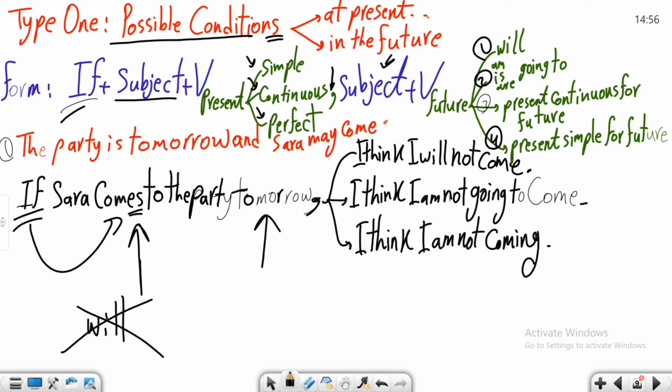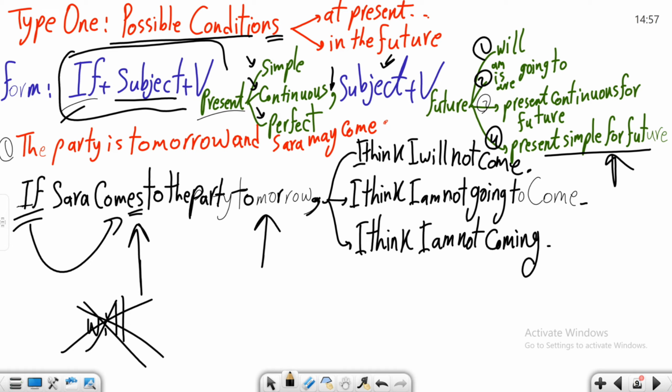So if Sarah comes to the party here, present simple is enough. We don't need will, we don't need going to, because generally we have a present simple to talk about the future. So the only form accepted is the present form, present simple, present perfect, or present continuous in the if clause here, in this if clause.